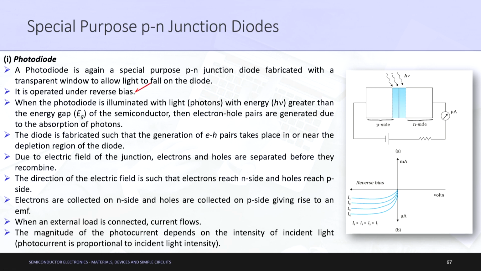Please keep on remembering this. It is very important which of these diodes work in forward bias and which work in reverse bias. So, it is operated under reverse bias. When the photodiode is illuminated with light or photons with energy h nu greater than the energy gap E g of the semiconductor, then electron hole pairs are generated due to the absorption of photons.